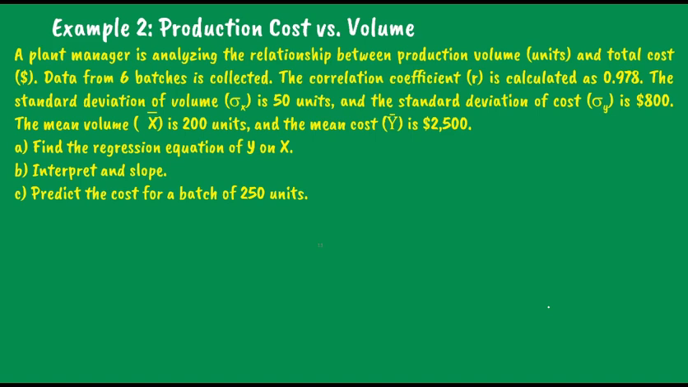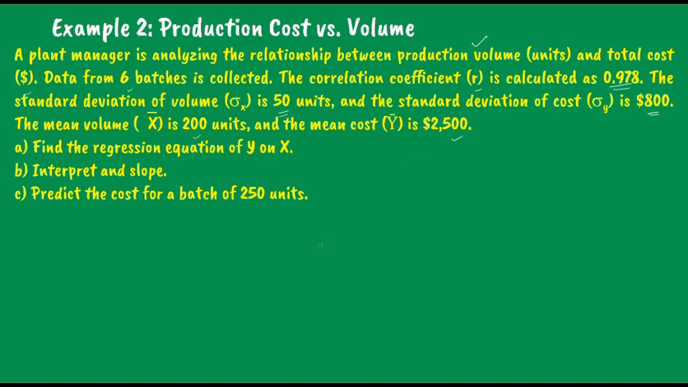Now we have a computation at hand. A plant manager is analyzing the relationship between production volume and total cost. This is production volume, in some unit of measurement, meaning number of units produced, and the total cost is in dollars. Data for 6 batches is collected. The correlation r is equal to this. The value of sigma x is equal to this, and sigma y equals 800. The mean volume of X is 200 and the mean of Y is 2500 dollars.